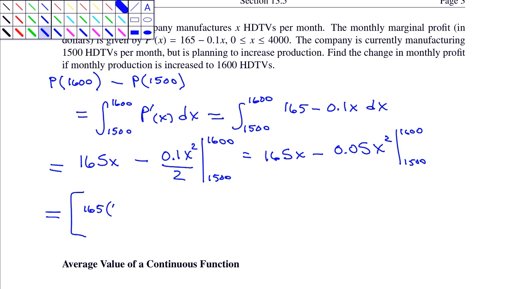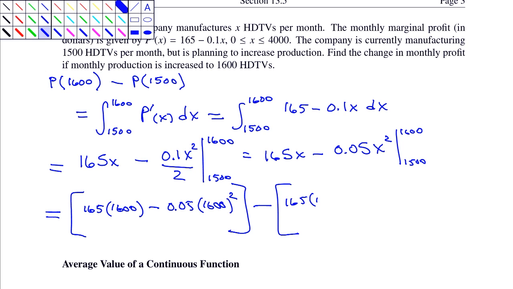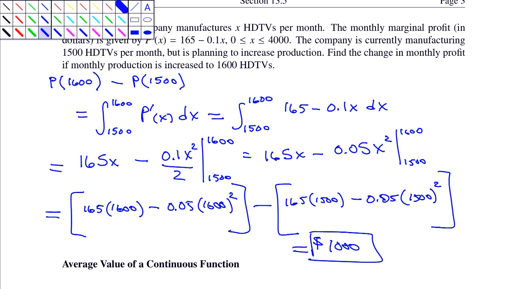165 times 1600 minus 0.05 times 1600 squared, minus 165 times 1500 minus 0.05 times 1500 squared. And if you work that out, you get $1,000. So that's the increase in profit.